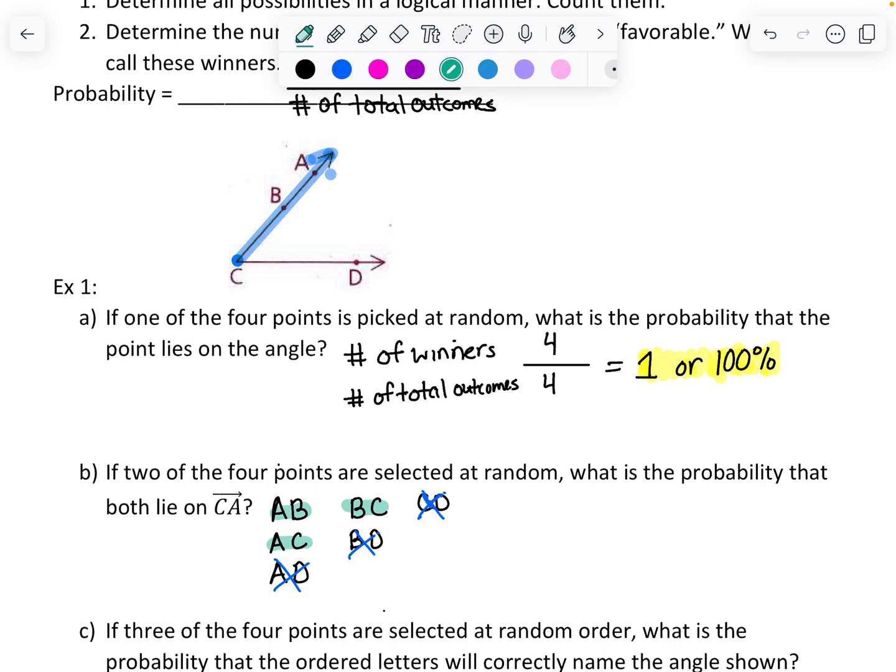So my winners here are the parts highlighted in green. That's 3 out of my total possible outcomes that I listed here, which was 6. I can simplify that down to 1/2, or if I write it as a percentage, that's 50%.